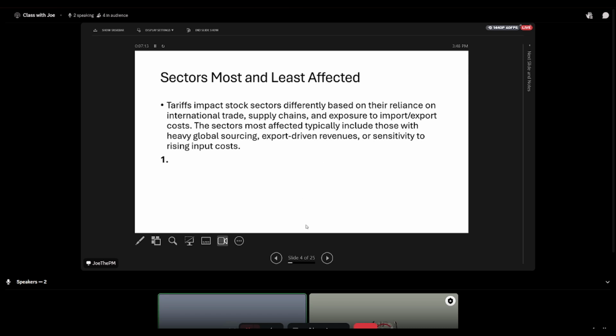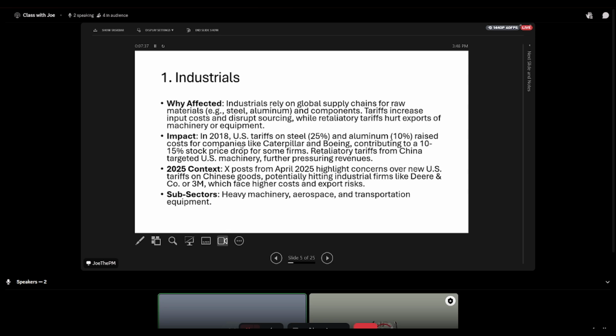All right, one thing to figure out, and this is a way you can target how you want to play long or short in certain areas, is which sectors are most affected and least affected by the tariffs. The ones that are most affected are going to be those with heavy global sourcing, obviously, because that's what's going to be tariffed. Industrials are an incredibly global market. They're probably the sector that's going to be affected the most, specifically steel and aluminum.